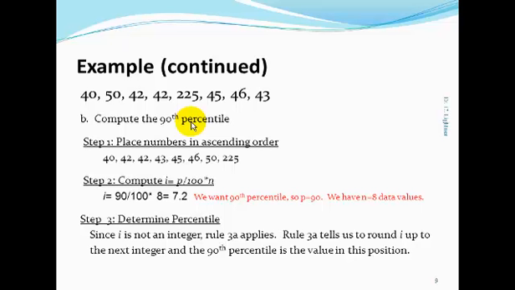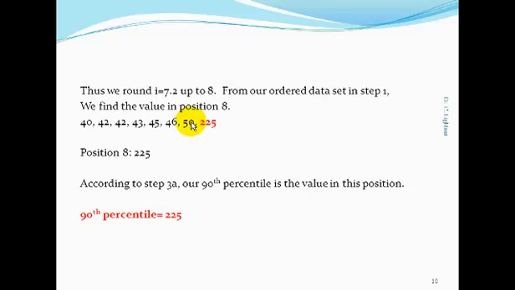Following our steps, since I is not an integer, Rule 3a applies. Rule 3a tells us to round I up to the next integer. Please remember, we do not follow normal rounding rules for this rule. 3a tells us if I is a non-integer, round it up regardless of the value of I. When we round I up, 7.2 is rounded up to 8, and according to Rule 3a, our pth percentile is the value in this position. Therefore, 225 is the value in position 8, so our 90th percentile is 225.